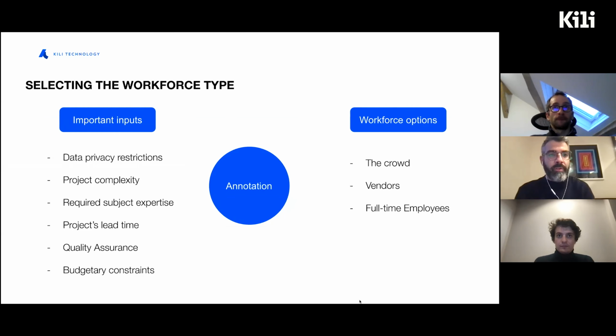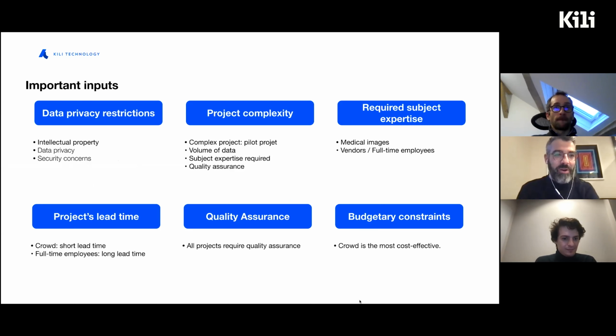Clearly, and thanks a lot for specifying this. Yeah, you can go on, Paul. Thanks, Mathieu, for this point. So basically, in the slides and the important inputs, we can see data privacy restrictions, project complexity, as you mentioned, required subject expertise, as you mentioned too, Mathieu, project lead time, quality assurance, as Paul mentioned previously, or budgetary constraints. What feedback do you have on this topic to help the people who are watching this webinar and wondering which options they should consider and which subjects they have to tackle before taking their decision?